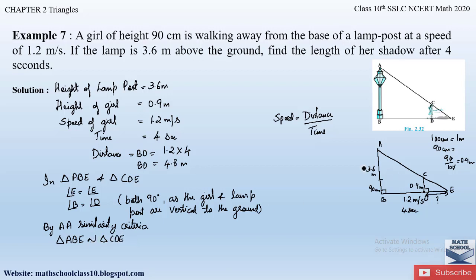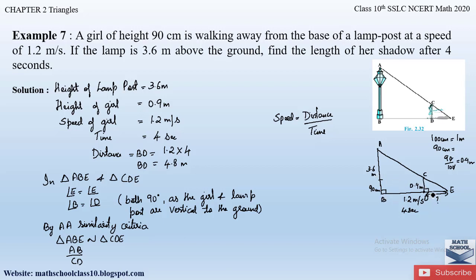So now since these two triangles are similar, we can take the proportion of sides of these two triangles, which will be equal, right? So we can write down the side AB by CD will be equal to BE by DE and AE by CE, taking the proportion of the sides of these two triangles. So we will get AB by CD. We are taking these two sides because these two sides are 90 degrees to the ground, right?